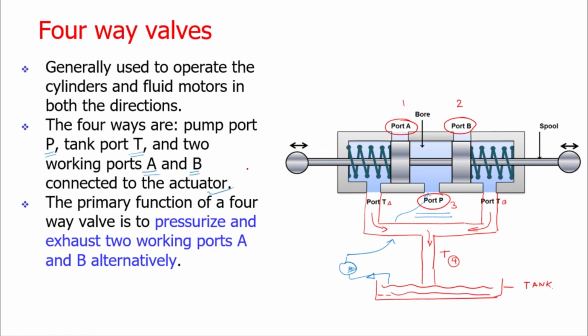The primary function of the 4-way valve is the pressurization. It is used to pressurize, it is used to apply the pressurized fluid, and it is also used to exhaust the 2 working ports. So when the operation has been done, we can even exhaust the working port, we can unload the fluid through the working port.